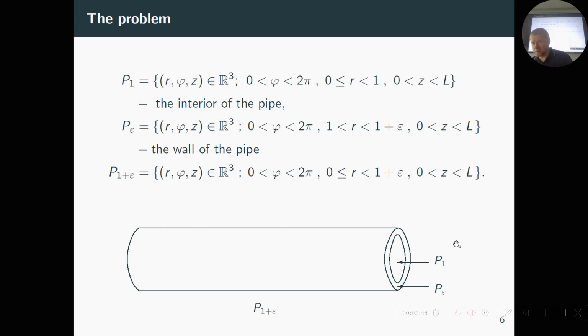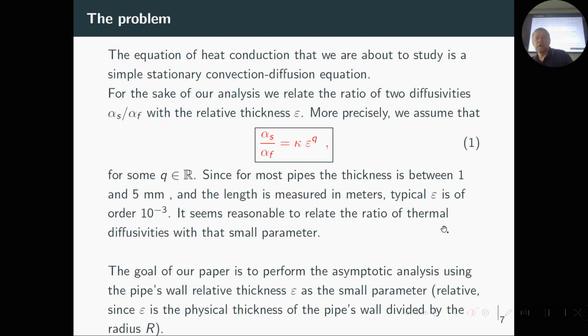Now, let me go a little bit about the geometry. So typically the wall of the pipe would be much tinier than the pipe itself. So I denote by P1 the inside of the pipe and by P epsilon the wall of the pipe. And the whole thing together is P1 plus epsilon. Okay. It's a cylindrical pipe for the purpose of this presentation, but it could be of any shape, it doesn't really matter.